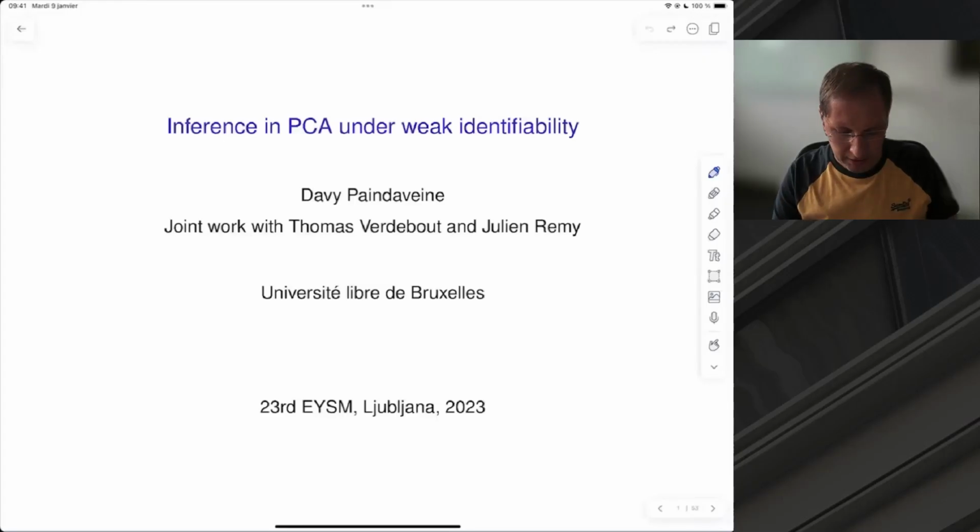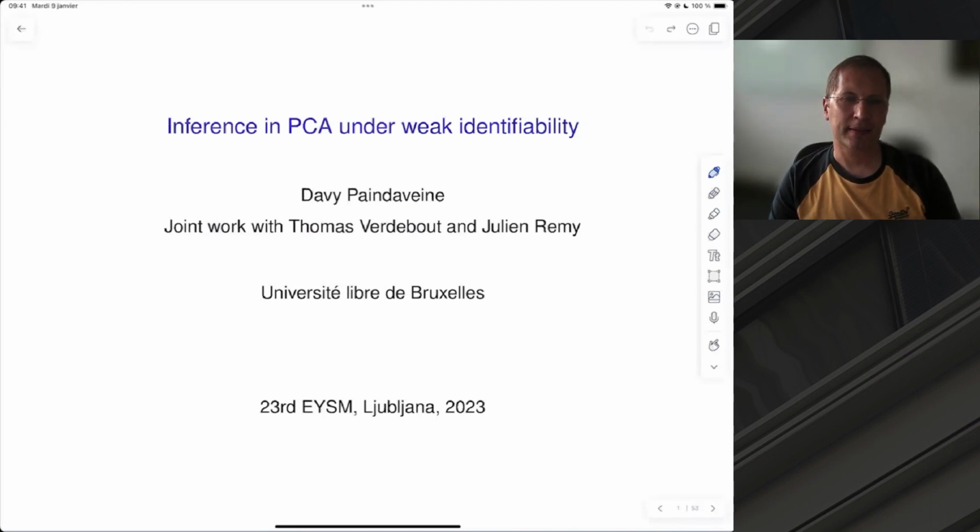So first I'd like to say that this is joint work with my colleague Thomas Verdebout in Brussels, and most of the work I will present today is also joint work with our former PhD student Julien Rémy. So the title, as you can see, is Inference in PCA under weak identifiability.